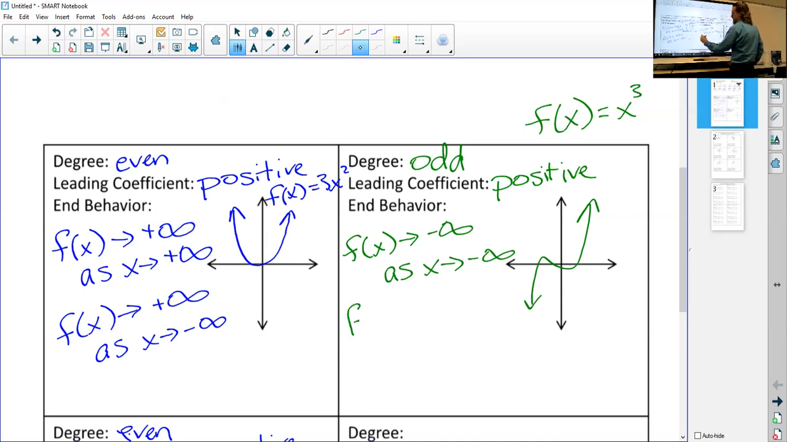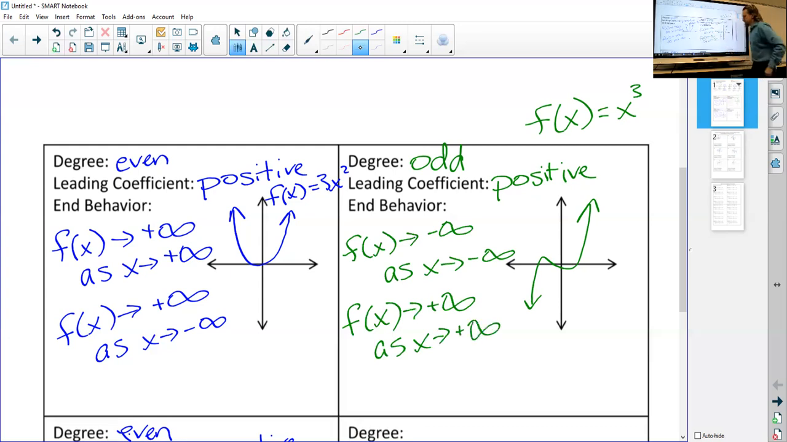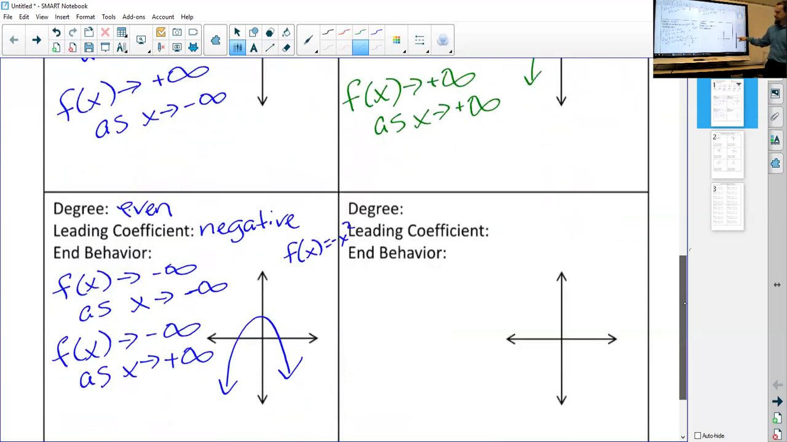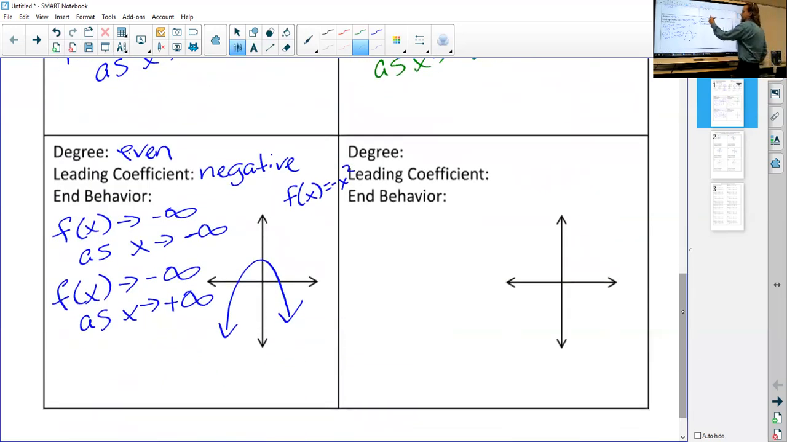So we can say f of x is approaching positive infinity as x approaches positive infinity. That's our rule here. If you have an odd degree, positive leading coefficient, x and y are both going in the same direction. As x gets smaller, y gets smaller. As x gets bigger, y gets bigger. Not too bad. And then our very last one, which hopefully at this point you kind of see the pattern.